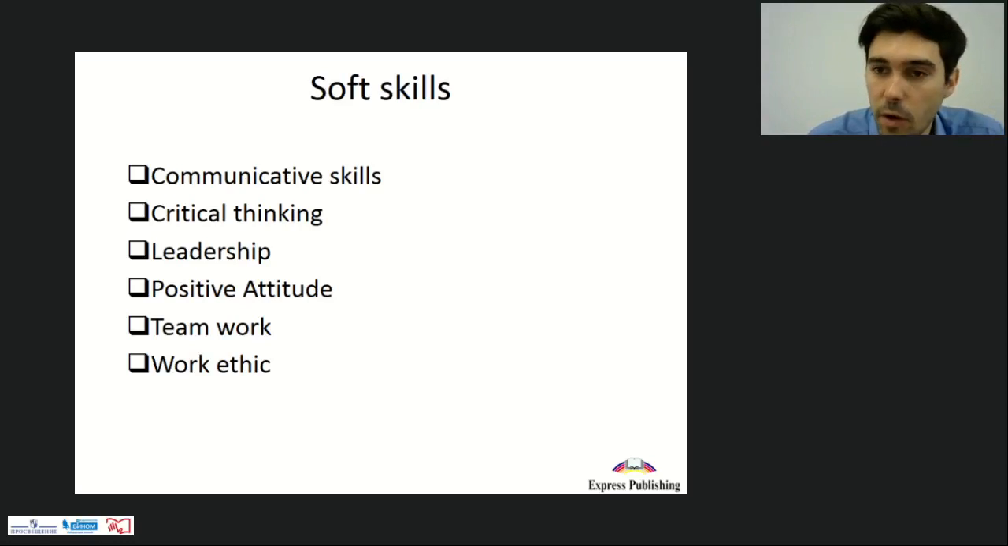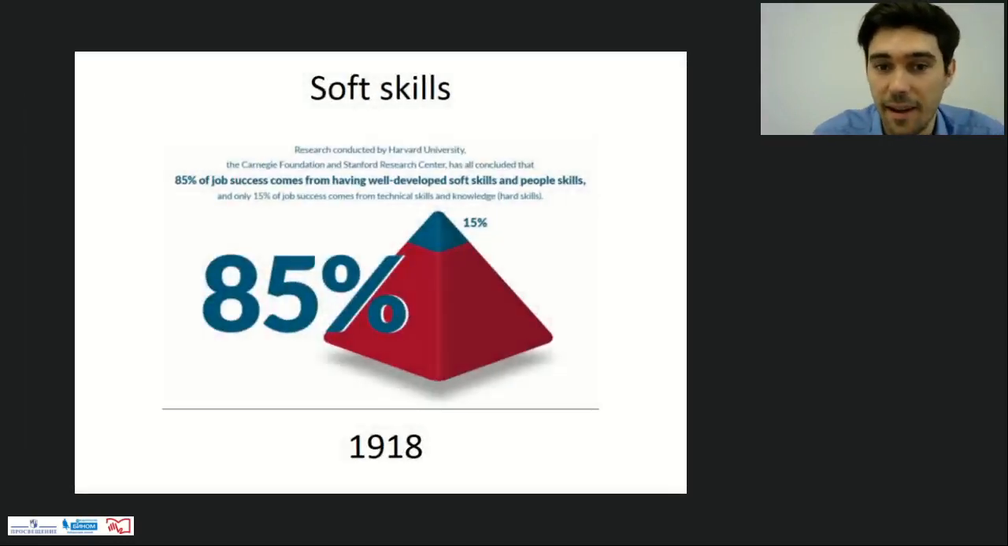Now, the reason I've decided to focus on soft skills so much is that according to a Harvard University study of soft skills, it found that 85% of job success actually came from the development of soft skills and people skills, as opposed to only 15% of job success coming from technical hard skills. So it's quite an interesting and important discovery, in that most people in their professional life will be successful if they're good communicators, if they have a good work ethic, if they can work well with other people.